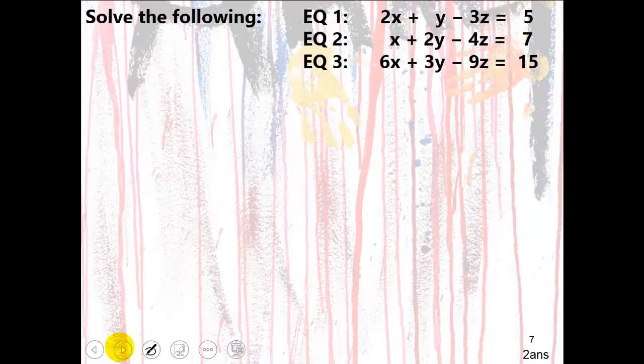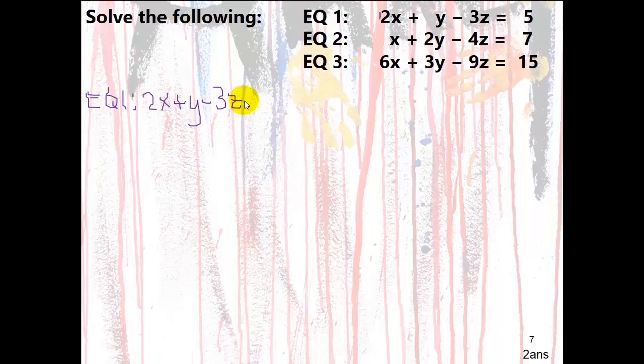This last example, I'm going to show you what it looks like when you have an infinite number of solutions. All right. So in this one, I am going to eliminate my x's. I've just decided to eliminate my x's. So I'm going to take equation 1. I'm going to rewrite it. Being organized in this is so important because if you make a mistake early on, you're going to do a lot of work and it's going to mess you up.